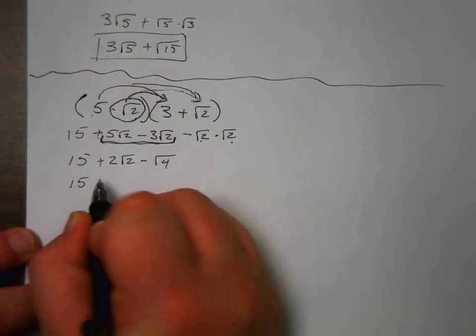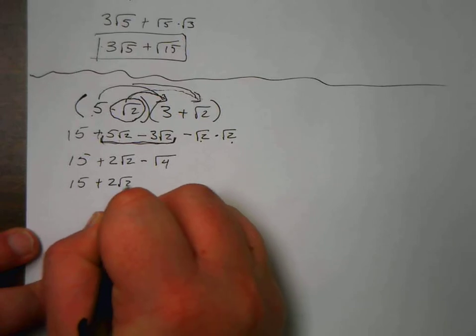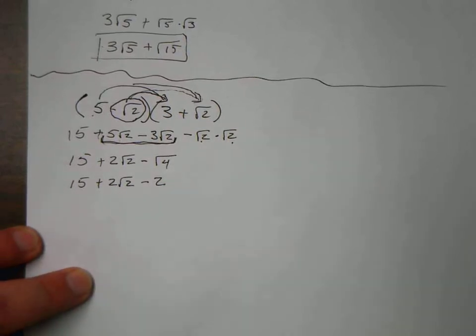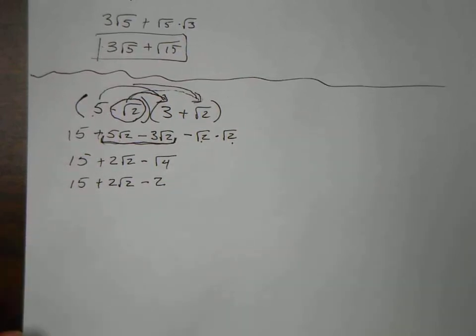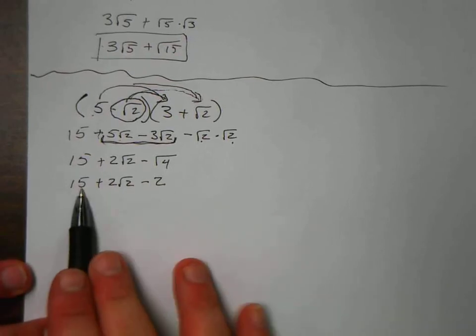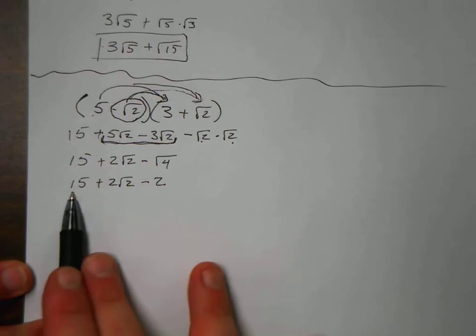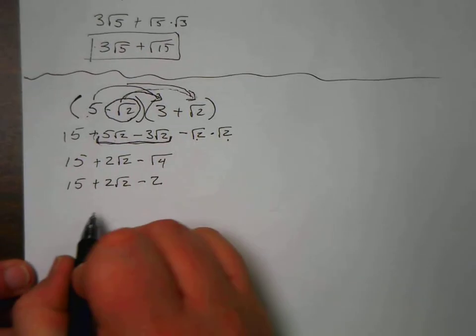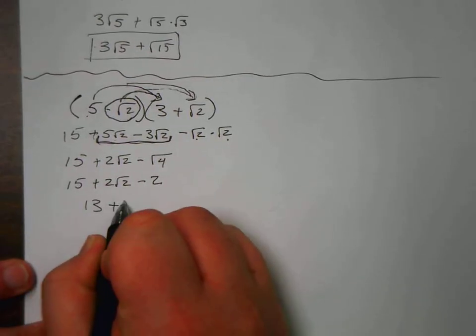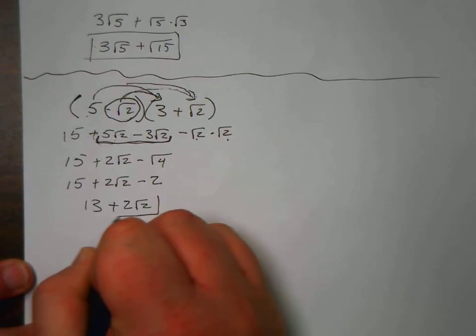So I'm going to write this out one more time. Minus 2. The square root of 4 is 2. Well, I want to combine like terms. I have the whole number 15. 15 minus 2. These I can still combine. So 15 minus 2 is 13 plus, and then 2 roots of 2.